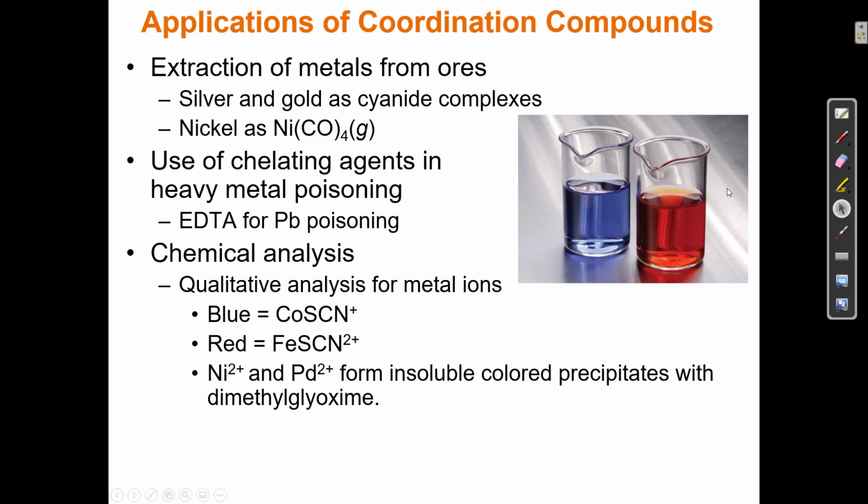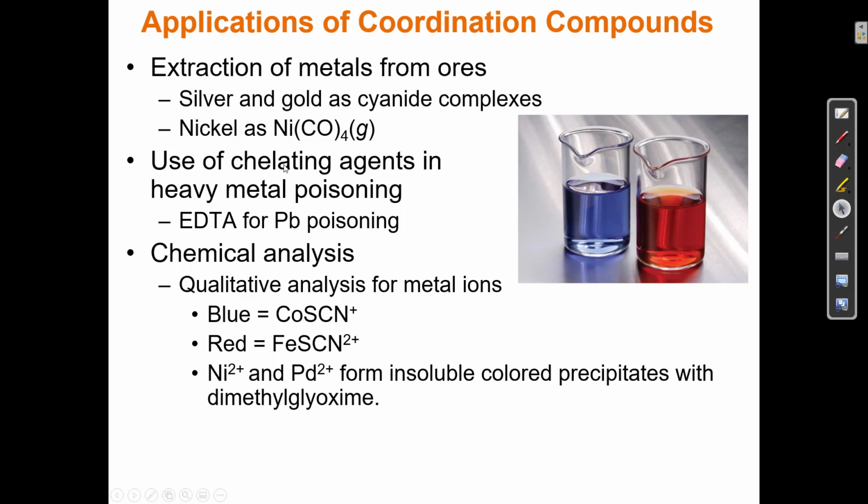Since gold is not very soluble, if we can form a complex with gold using cyanide ligands, then we can increase the solubility of gold. We saw this in the solubility chapter, that if we compare insoluble compounds that have a very small Ksp with a Kf, the formation constant of a complex ion that's very favorable, then we can increase the solubility of that compound. So that's a way that we can use these complex ions to extract metals from ores. We can also use them as chelating agents to trap metals.